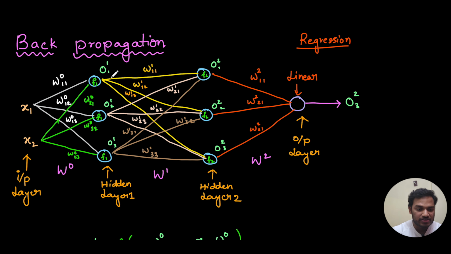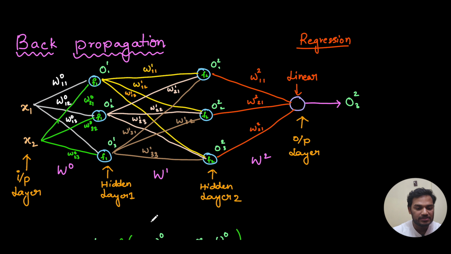So O11 is the output that we get from this particular neuron of hidden layer 1, and similarly O21 is the first output that we get from hidden layer 2, and similarly O31 is the final output that we are getting out of this whole neural network. Okay, so let's try to write down these equations.